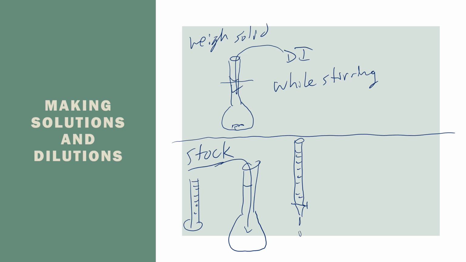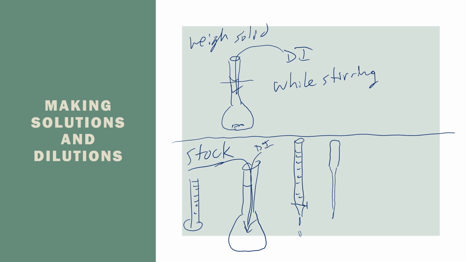Or you could use a volumetric pipette. A volumetric pipette is very similar to the pipettes we use in class. However, it measures an exact volume. Right? Volumetric means it measures an exact volume. So if you have a volumetric pipette in your list of supplies, you want to make sure you choose that one because that one's going to be the most accurate. So let's say you need 25 milliliters of the stock solution. You'll use your 25 milliliter volumetric pipette to transfer that into your volumetric flask. And then you will add DI water while stirring.